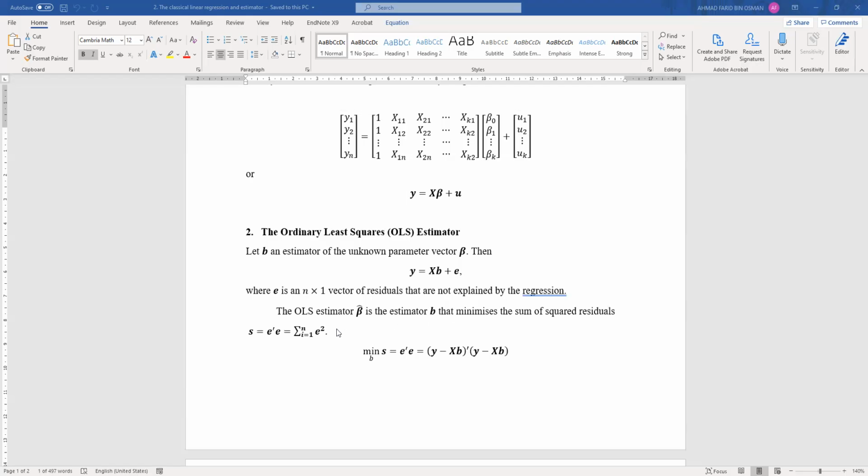The ordinary least squares estimator, beta hat, is the estimator b that minimizes the sum of squared residuals, as I already explained before. We want to find the estimate of the parameters that will give us the smallest sum of squared residuals after we estimate. In this case, e is a vector, so it has e1, e2 up to en, the vector of residuals. To get the sum of squared residuals, you can just multiply the transpose of the vector e and the vector e, to get this one.